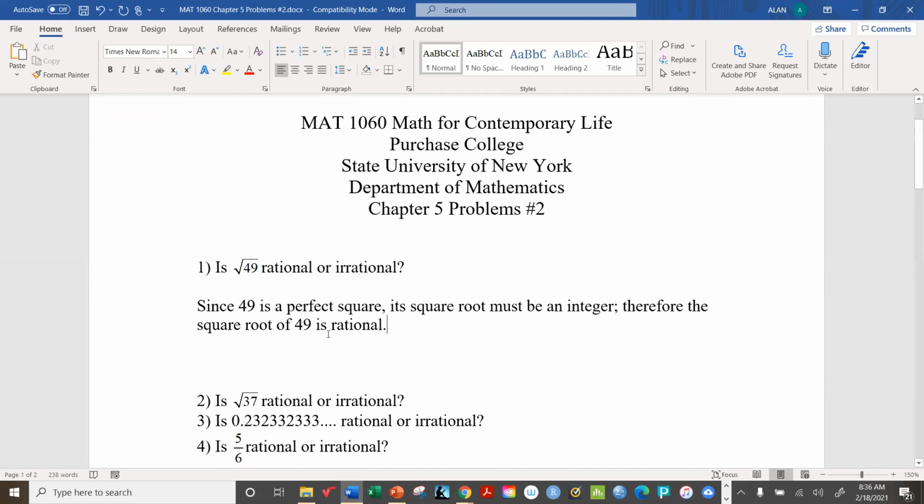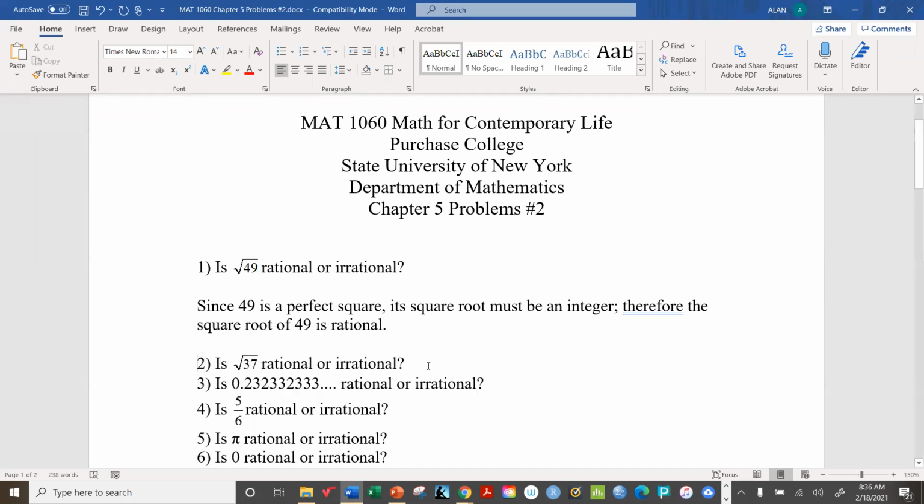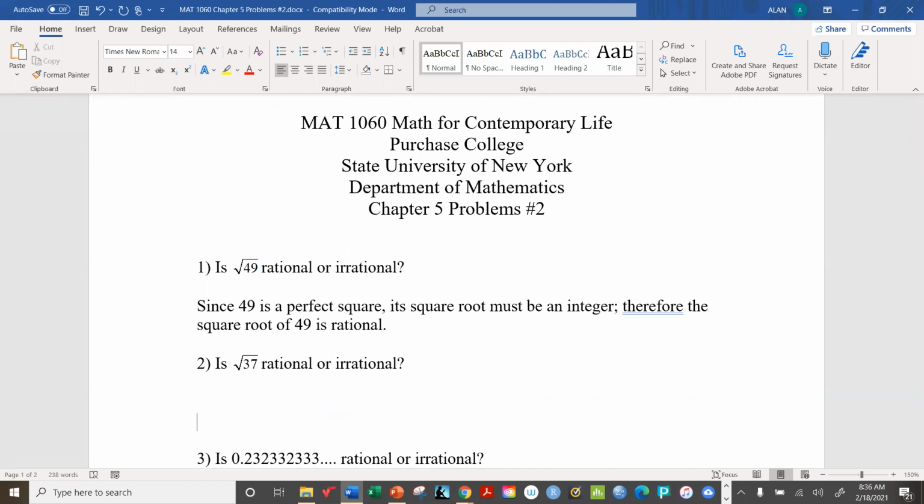But on the other hand, let's take a look at this one. 2 radical 37, since 37 is not a perfect square, its square root is irrational. And that's all you have to remember. Perfect square, the square root is rational. Anything else, the square root is irrational.